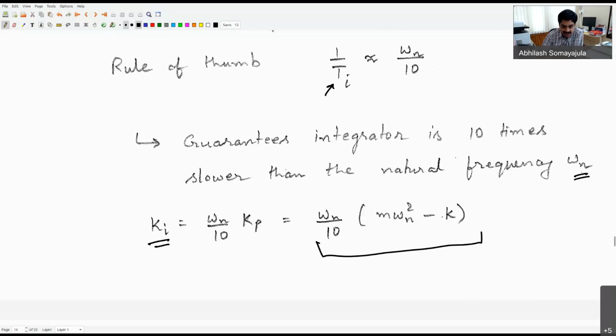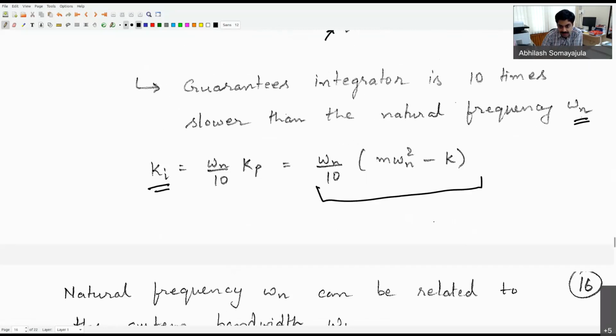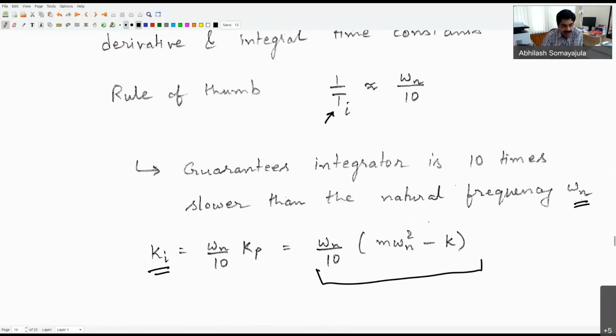So given a mass, stiffness, and damping values and where I want to place the pole locations, I can figure out what should be my proportional derivative gains first, and then once I have those gains, I can figure out what should be my integral gain. So I'm basically giving you some methodology to tune your PID controller. What should be the steps to go about it? And you'll see that I'll formalize it even more as we go around.